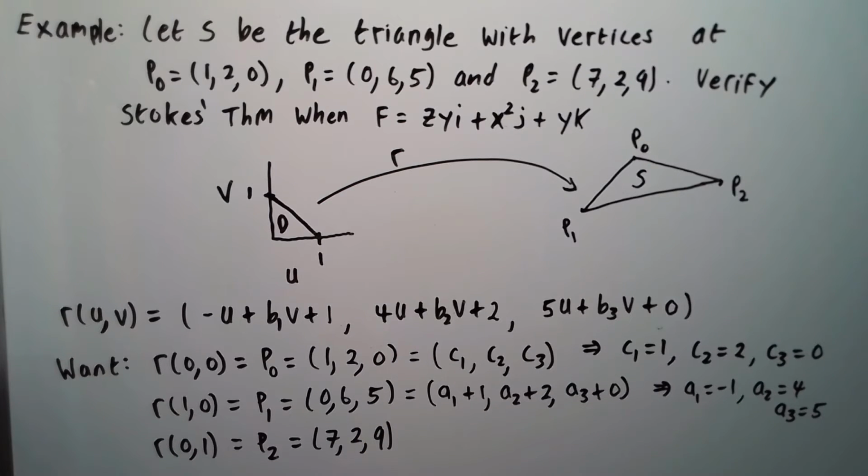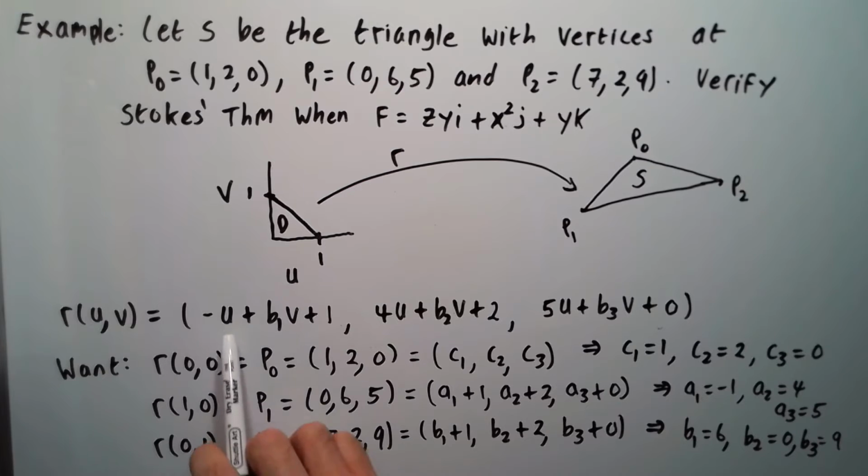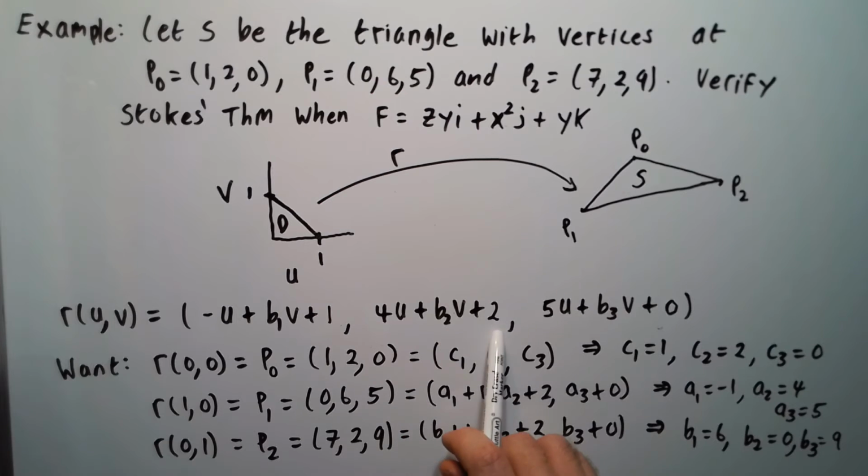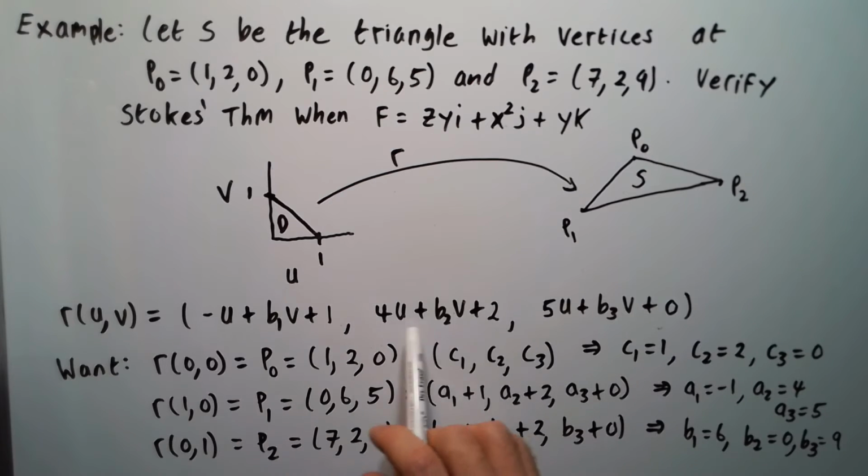So lastly, let's go on to R of (0, 1) now. That's going to be 0 in place of U and 1 in place of V all the way across. Doing that, you'd have B1 plus 1 here, then B2 plus 2 over here, and B3 plus 0 here. So B1 plus 1 has to equal 7, so solving for that, B1 has to be 6. B2 plus 2 has to be 2, that means B2 would be 0. And B3 would have to equal 9. So let me replace those up here now.